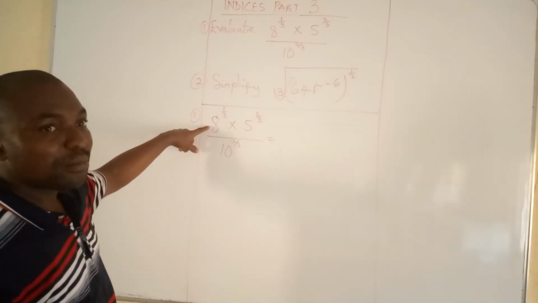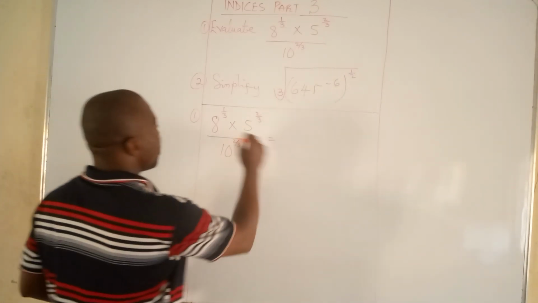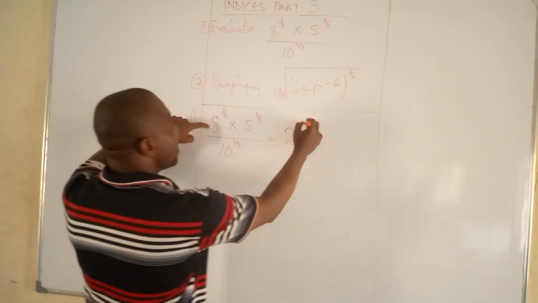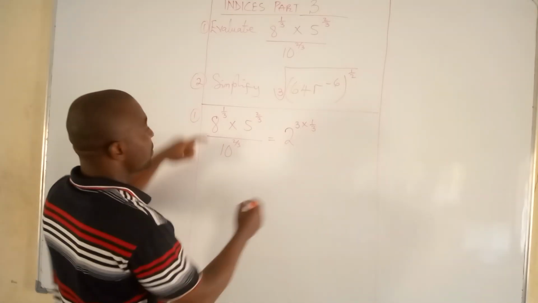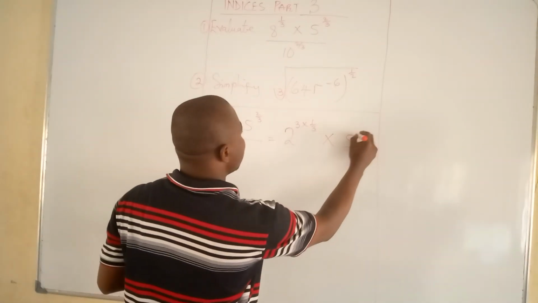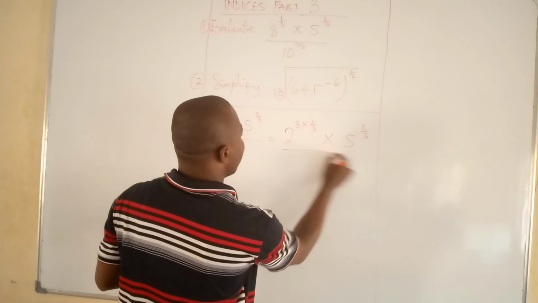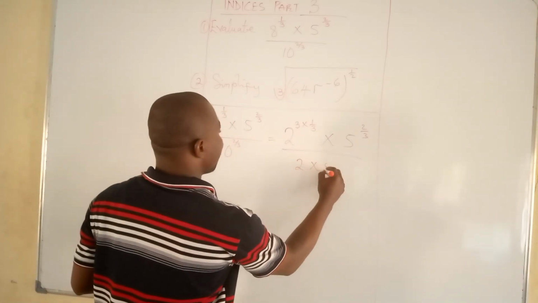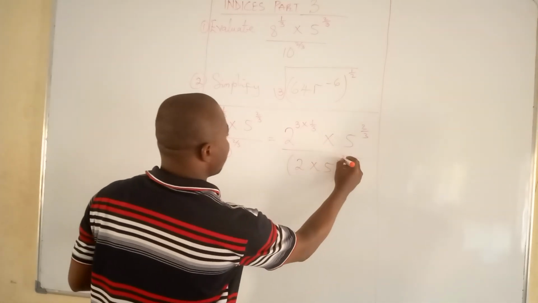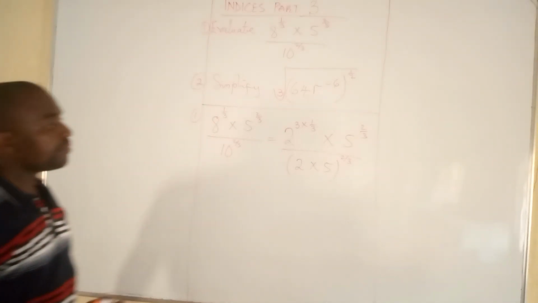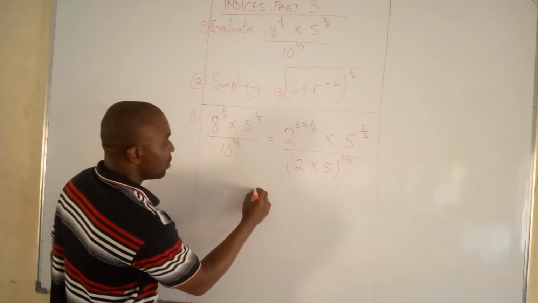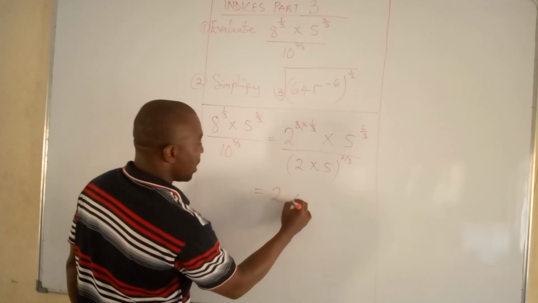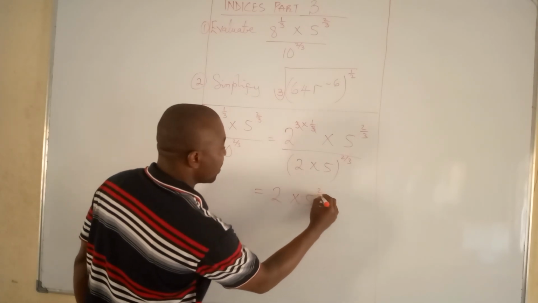8 is the same thing as 2 raised to power 3. So it can be expressed as 2 raised to power 3. That is for 8. There is already power 1 over 3. Then times 5 raised to the power of 2 over 3, all over 10, which can be written as 2 times 5, then there is a power 2 over 3. Now, this 3 will cancel this 3. You'll be left with 2 here times 5 raised to the power of 2 over 3.